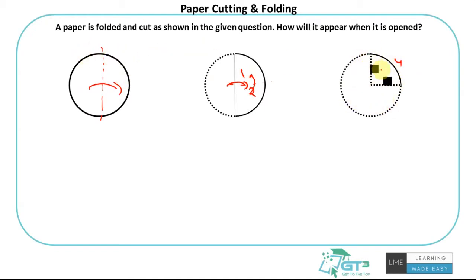Now they'll say, I'll punch a hole, I'll make some shape out of here, what would it look like when I open? So all you need to understand is this. From here I folded into a semicircle, which became two quarter circles by folding over here like this. So now if I open, I'll first open this. I should technically be getting something like this. It becomes two semicircles from four quarter circles.